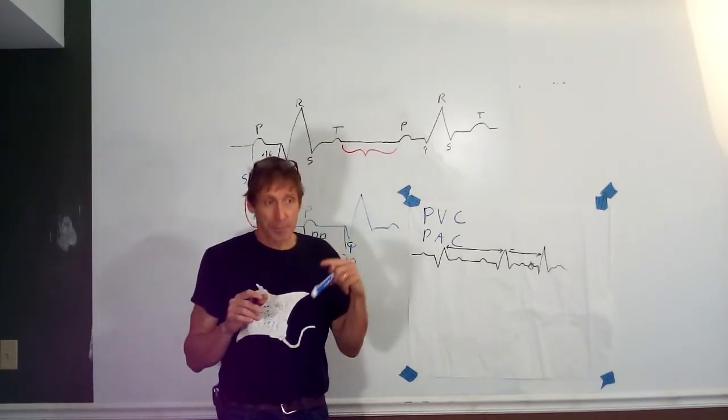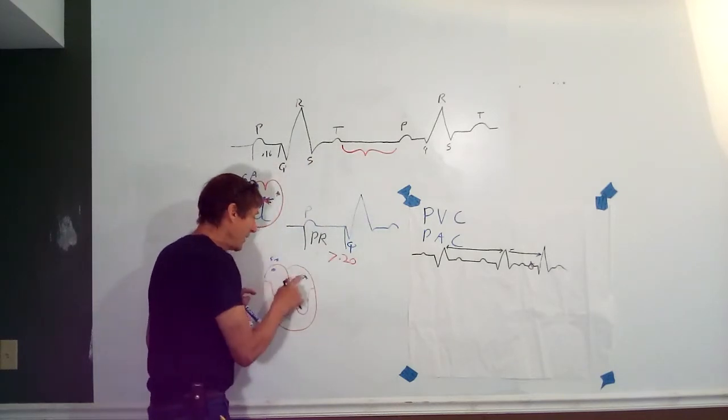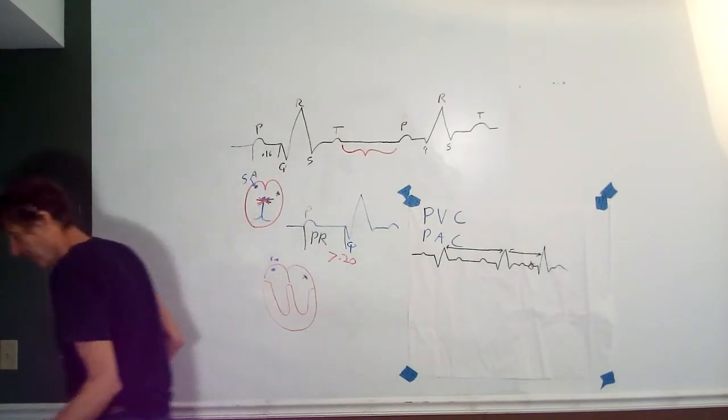PVCs are premature ventricular contractions. It's the same setup, except the ectopic cell, let me get my eraser.